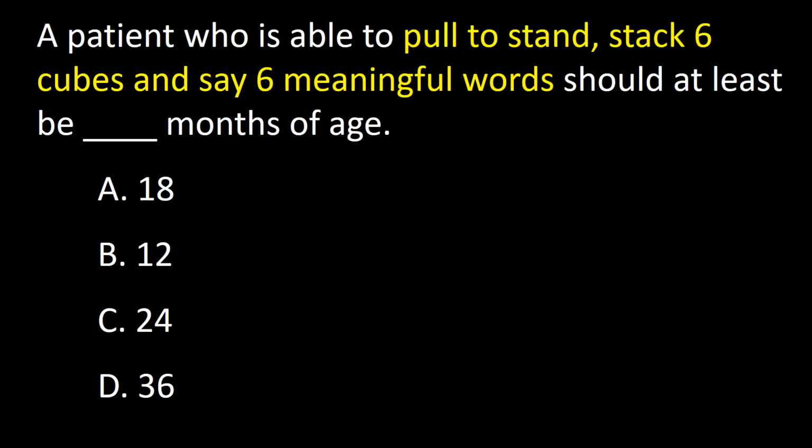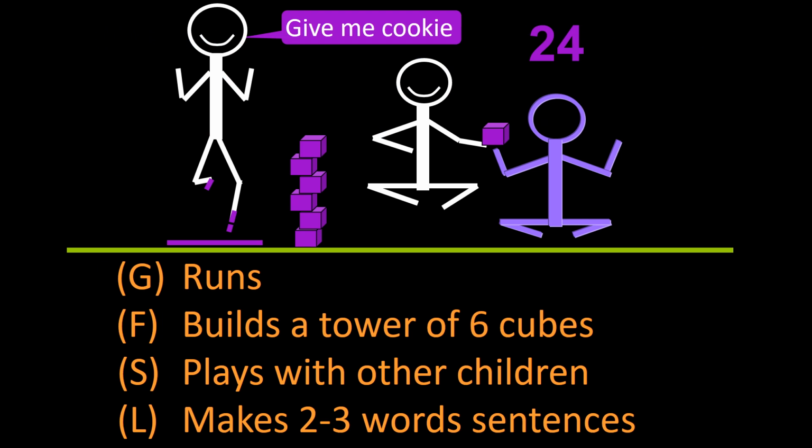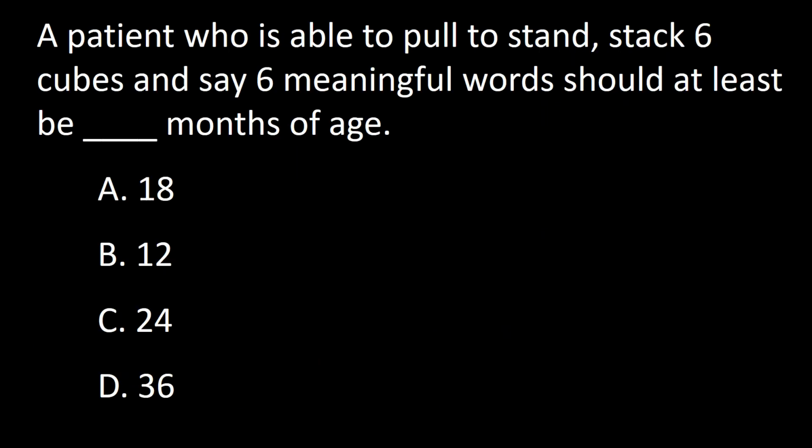So this question, from having to consider 3 factors in the stem, goes to having to consider only 1 factor, that is 1 milestone. This reduction makes the question easier to answer. By remembering that, as represented in this anchoring milestone, building a tower of 6 cubes is first accomplished by 24 months, the answer to this question is C.